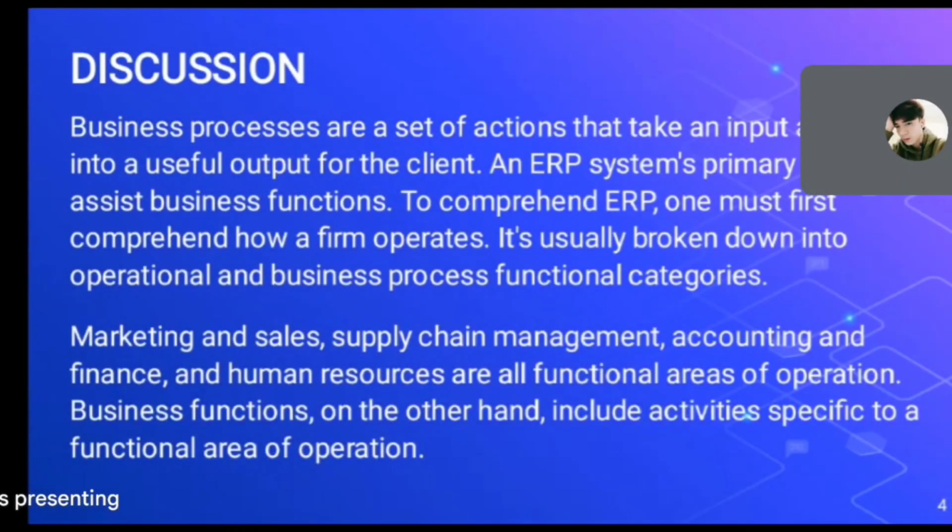Next, discussion. Business processes are a set of actions that take an input and turn it into a useful output for the client. An ERP system's primary job is to assist business function. To comprehend ERP, one must first comprehend how a firm operates. It's usually broken down into operational and business process functional categories.